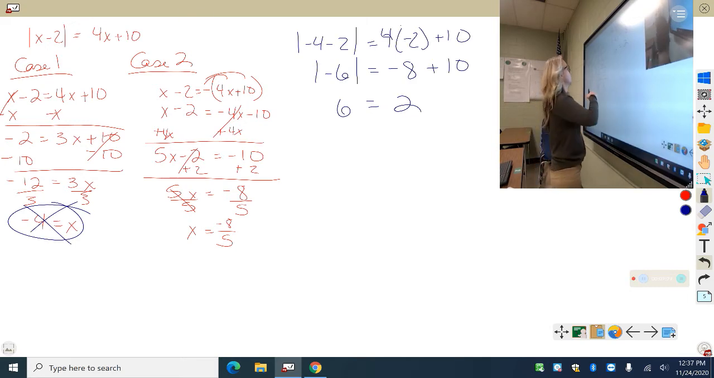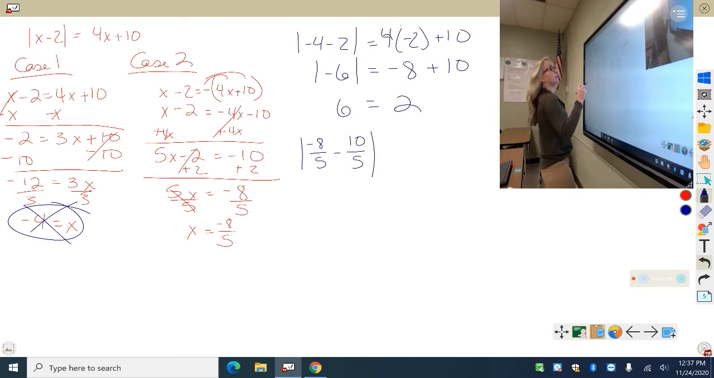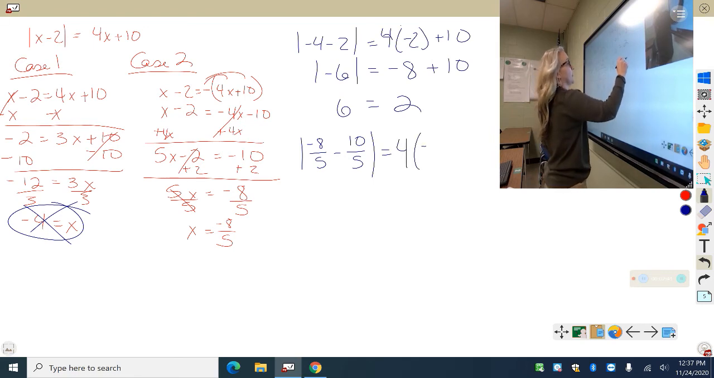Now let's do our other check. Let's plug in negative 8/5 and see if that one works. So I have negative 8/5, and instead of 2, I'm going to put in 10 over 5, so that I have a common denominator, equals 4 times negative 8/5 plus 10.